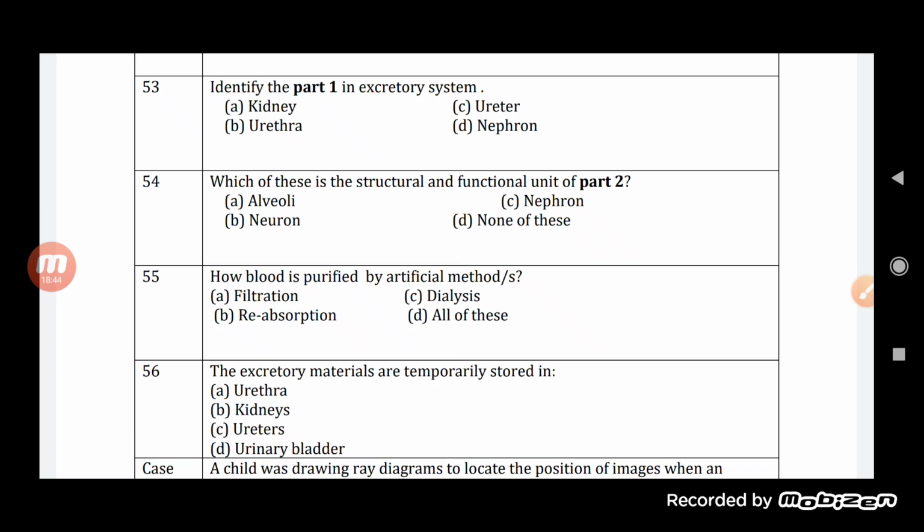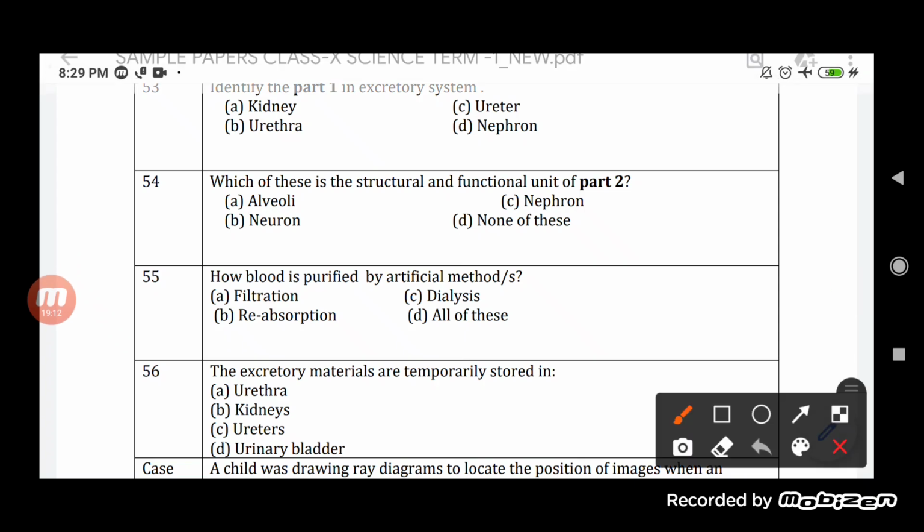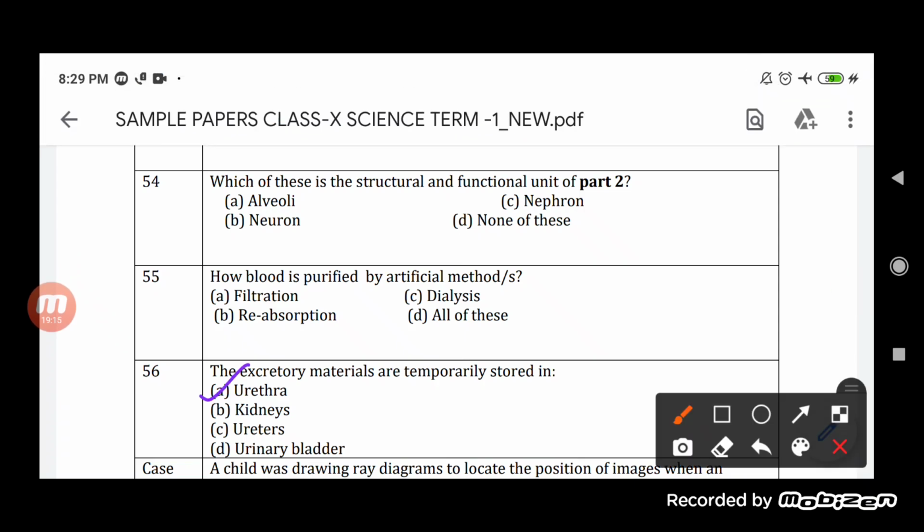The excretory material are temporarily stored in. So where are the excretory materials stored basically? The options are urethra, kidney, ureter, urinary bladder. Excretory material are generally stored temporarily in the urethra. You know that the urethra is where the kidney material can be stored easily. So the correct option will be urethra.